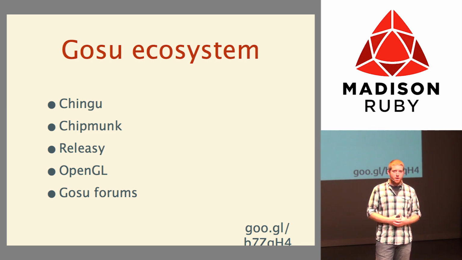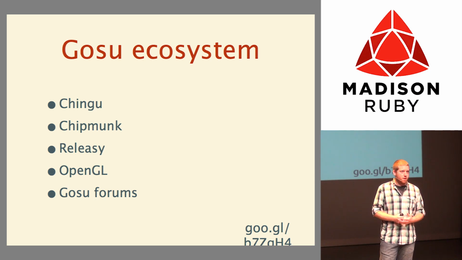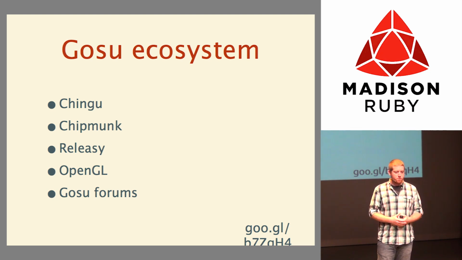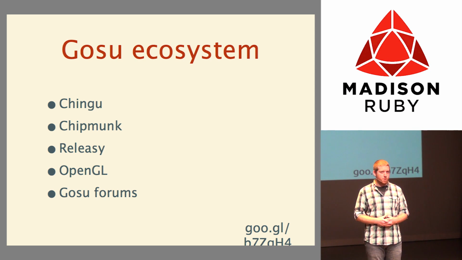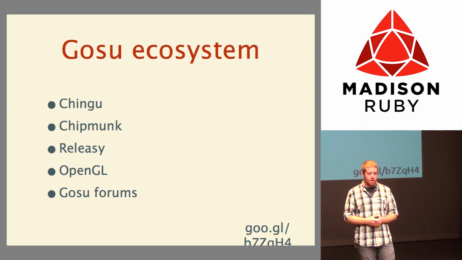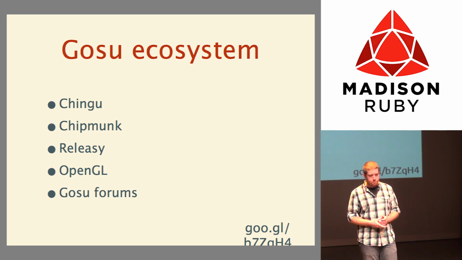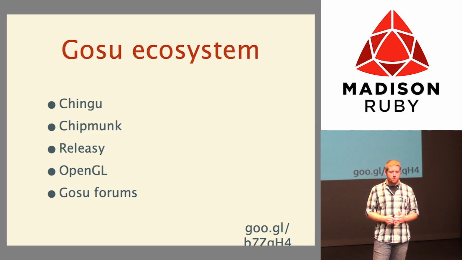Releasey is a gem that helps you package Ruby applications up into Windows executables or Mac apps if you want to distribute your games to people who aren't Ruby programmers. And Gosu also plays well with the Ruby OpenGL gem, which is what I did for that Minecraft clone I showed you earlier. And there are some somewhat active forums for Gosu, both people showing off their games that they've made in Gosu and other tools they've made to work alongside of it.